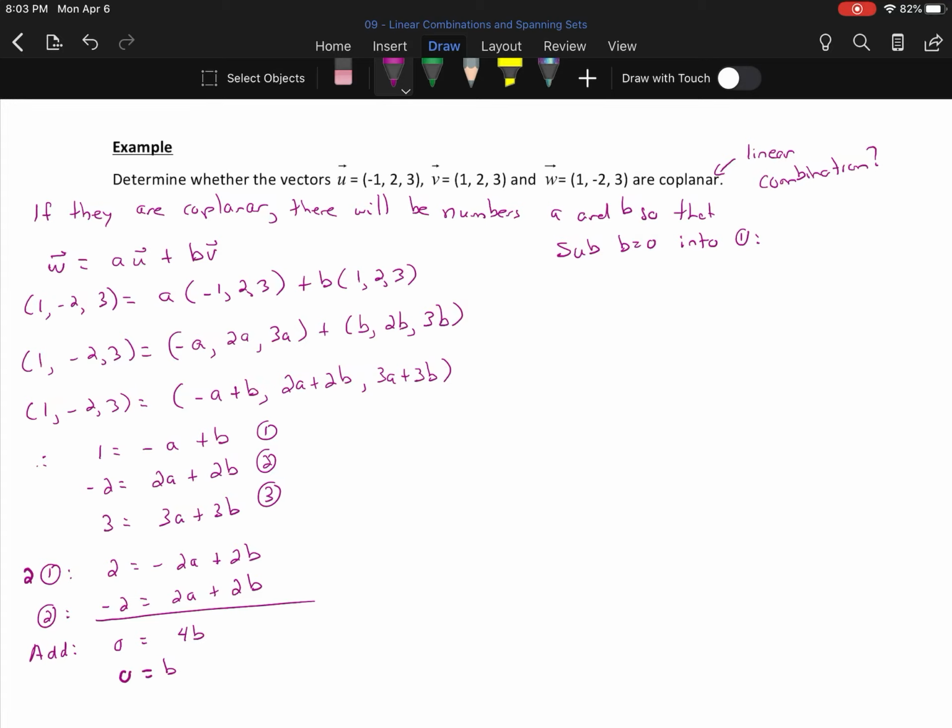And then I sub b equals 0 into equation 1. Yeah, I could have done equation 2, but I'll sub it into equation 1. And I get 1 equals negative a. So a equals negative 1. Now you can check that in equation 2, but it's going to work. Because equation 1 and 2 are what I was solving.